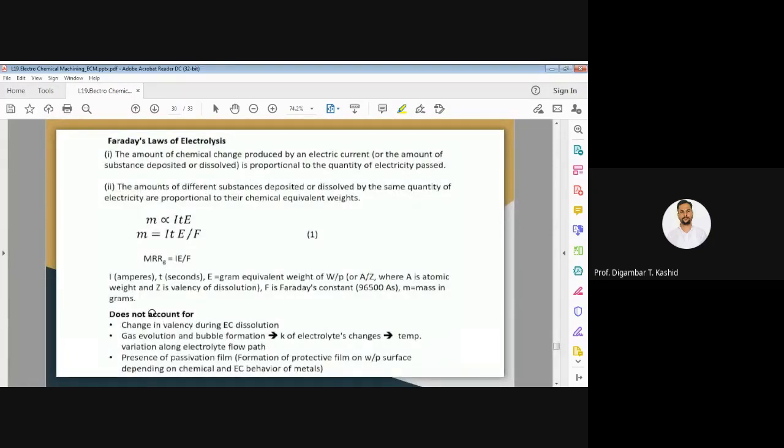As we know, our electrochemical machining process works on Faraday's law of electrolysis. So you should know what Faraday's law of electrolysis is. Here I have written that the amount of metal removed from the workpiece depends on the quantity of current flowing through the workpiece.